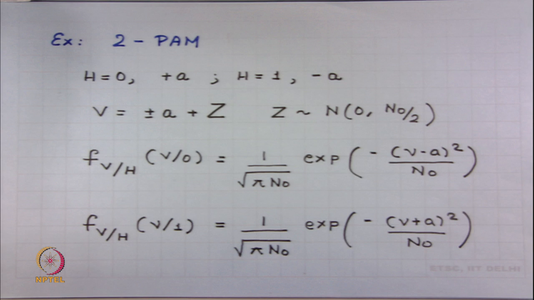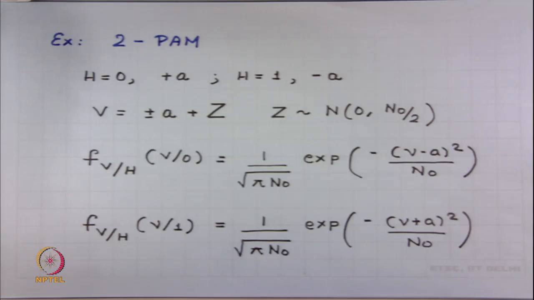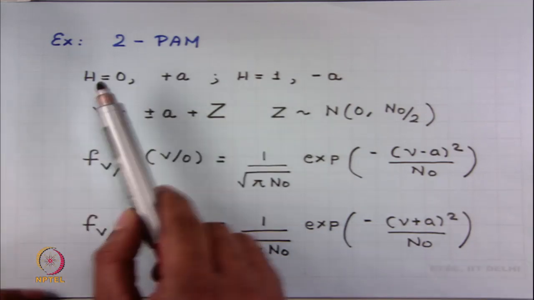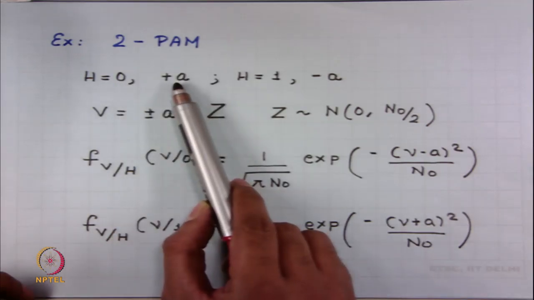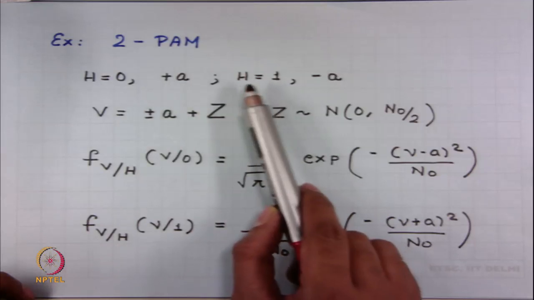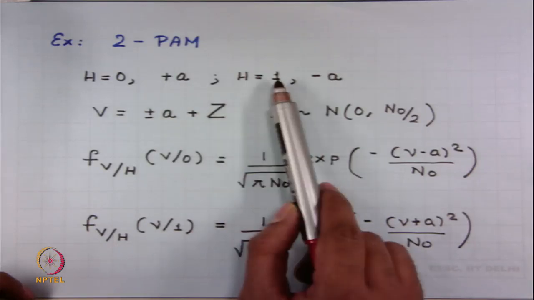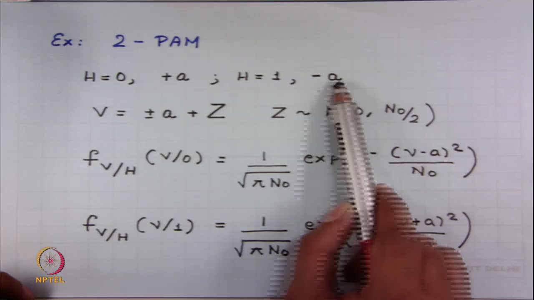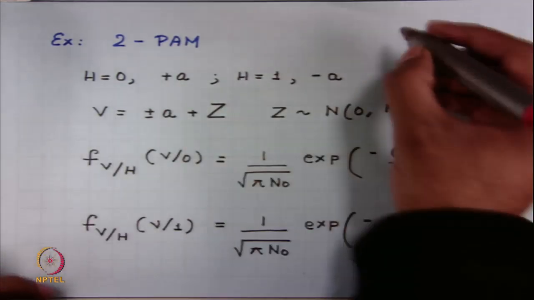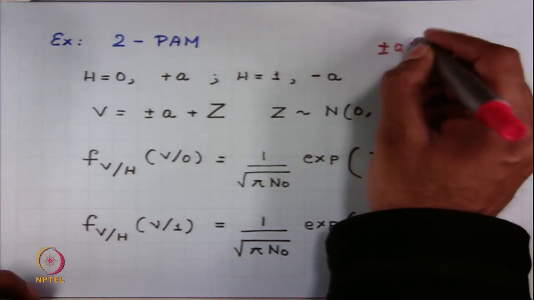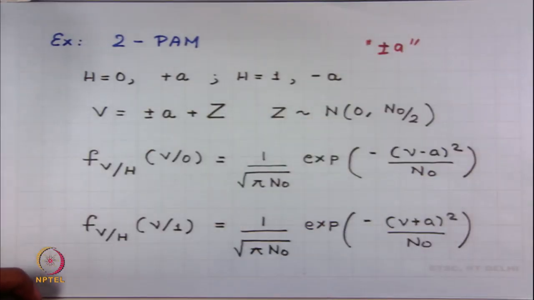So, in this lecture, we will start by looking into the example of detection for 2-PAM, and we will derive the bit error rate performance of binary PAM. We assume that to send hypothesis 0, we are sending a symbol plus A, and to send hypothesis 1, or bit 1, we are sending a symbol minus A. So, it is an example of antipodal signaling, right. If you send plus or minus A, this falls into the category of antipodal signaling.